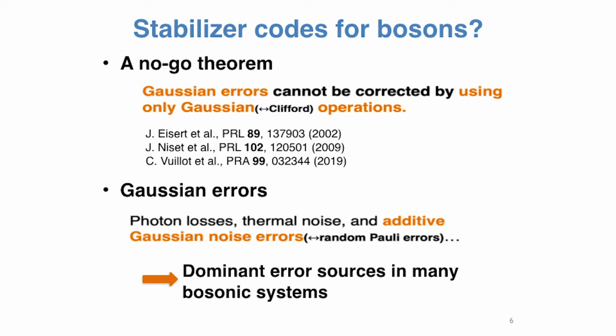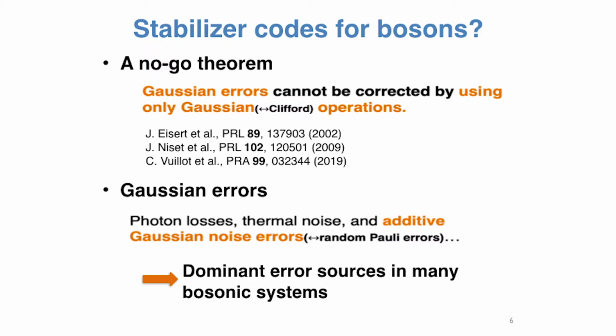Now, moving on to bosonic systems, for one second, let's think about a hypothetical situation. Let's be just a little imaginative and think about the following hypothetical situation. A really bad situation, actually. A situation where we have Pauli errors, and Clifford operations are not enough to correct them. In other words, let's think about a situation where stabilizer codes cannot correct Pauli errors. Can you imagine how terrible that would be?